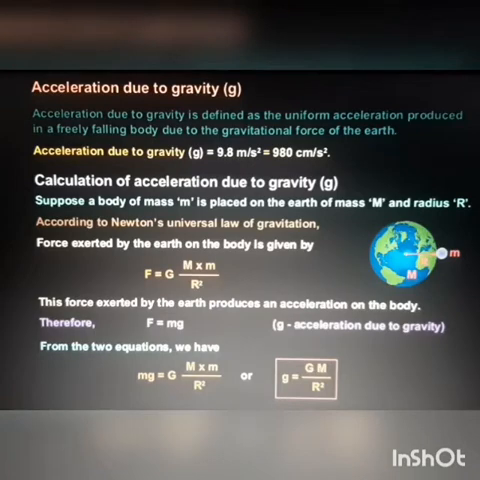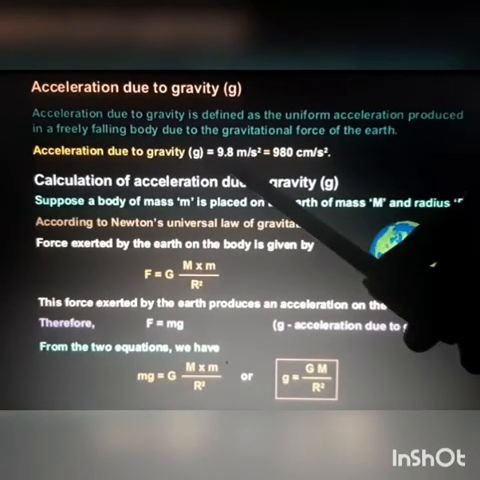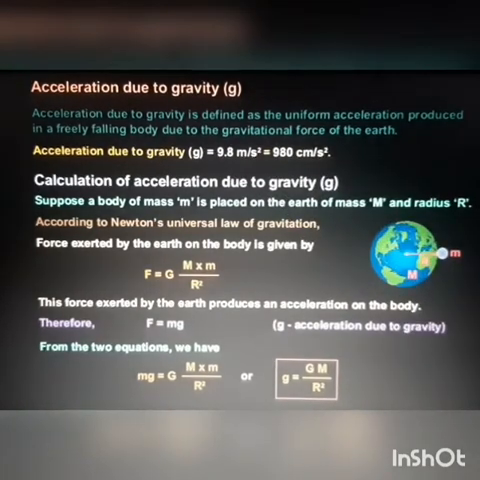Acceleration due to gravity is a constant. That means it is irrespective of the mass of the body or the height from which it is falling. Its value remains constant at 9.8 meter per second square. Now let us see how to calculate it.